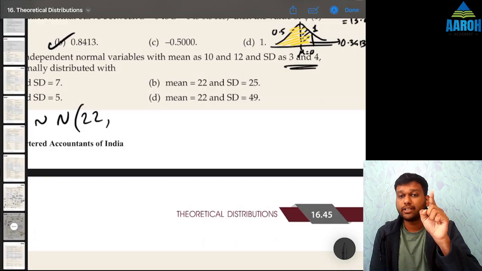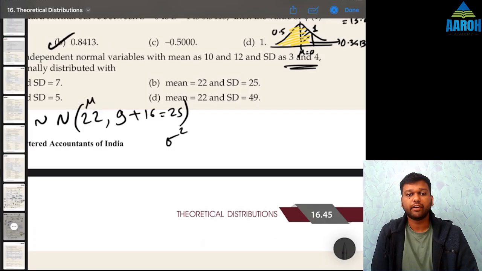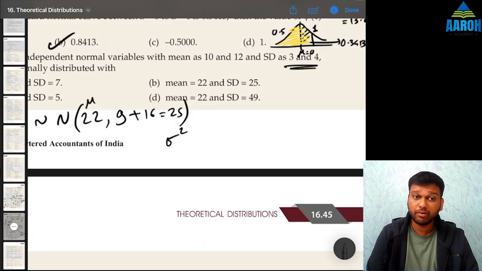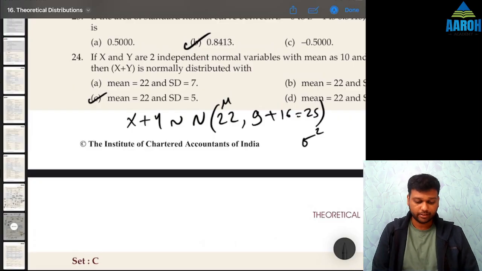So 3 square is 9 plus 4 square is 16, that is going to be 25. That means mu is going to be 22 and sigma square is going to be 25. Now if sigma square is going to be 25, that means sigma will be 5. So SD is 5 and mean is 22. Option C is the correct answer.